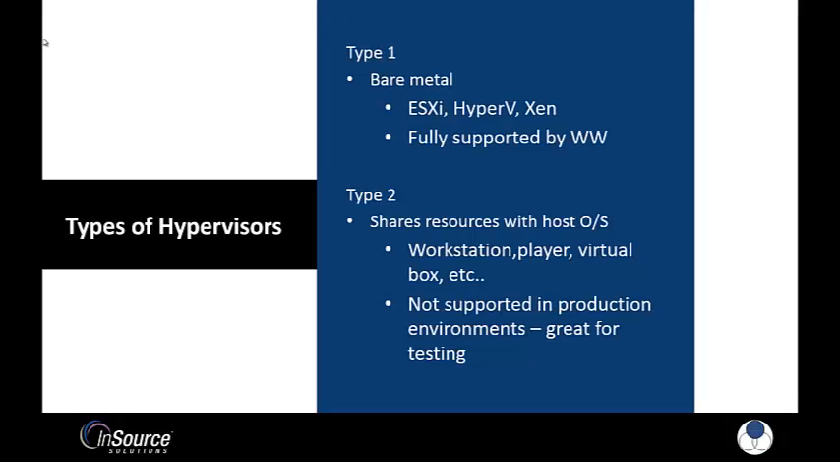So let's cover the different types of hypervisors. Hypervisors are referred to as either type 1 or type 2. A type 1 hypervisor, also known as a bare metal hypervisor, is something that does not share resources with a host operating system. Think of it as an operating system that runs and installs on bare metal. Some products that do that are VMware's ESXi, which is what I'm going to focus on. Microsoft has one called Hyper-V, and Citrix has one called their XenServer.